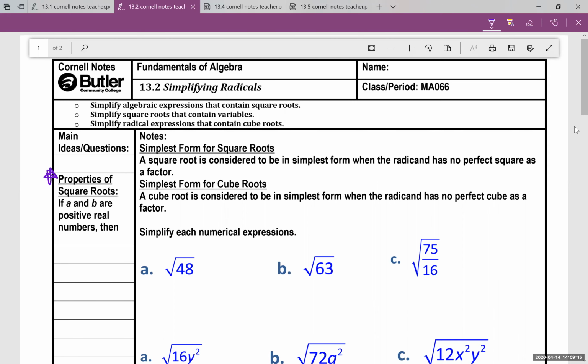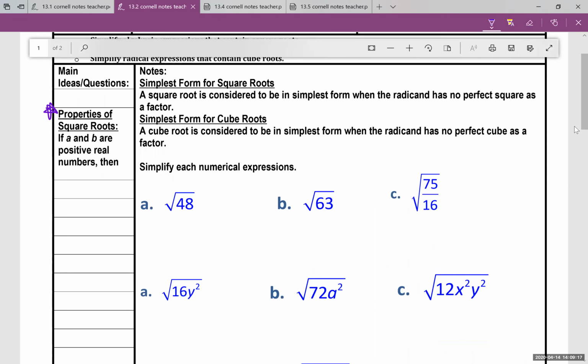Over here, some properties of square roots. I already shared this one with you on the last page, but if you have a square root of a fraction, you can break that down into the square root of the top and the square root of the bottom. So if I had some real numbers in here, let's say it was the square root of 4/9. That can be the square root of 4 over the square root of 9, which is 2/3.